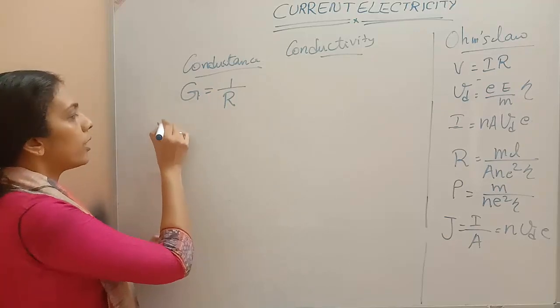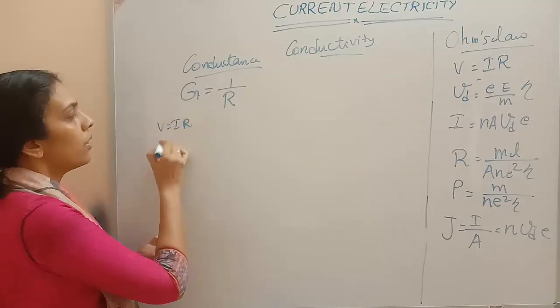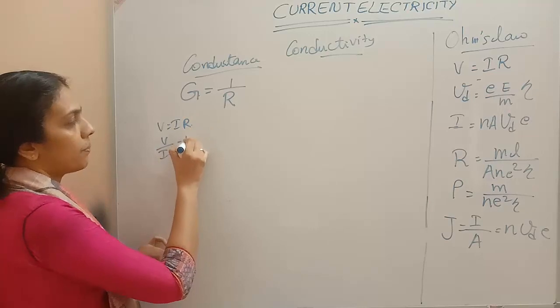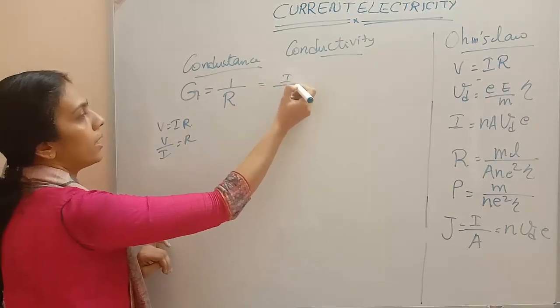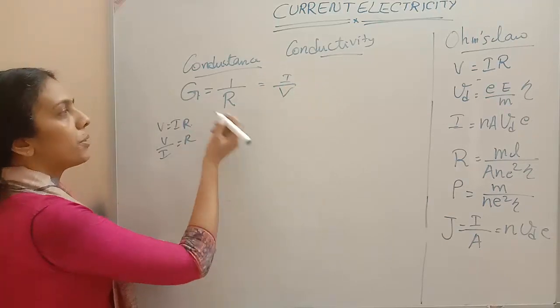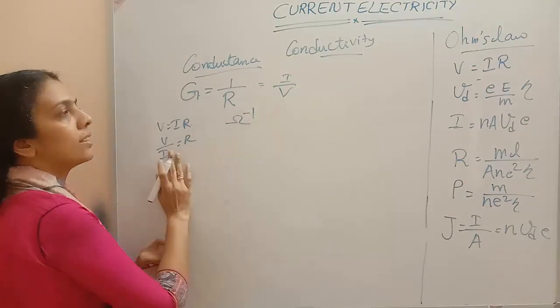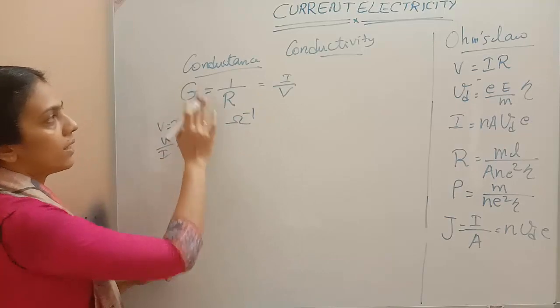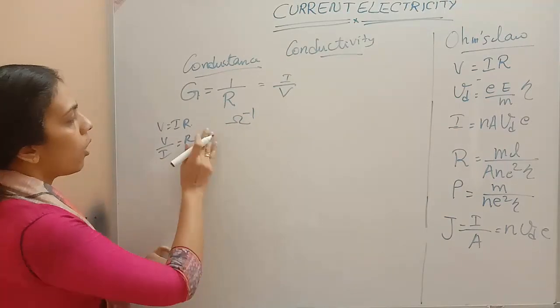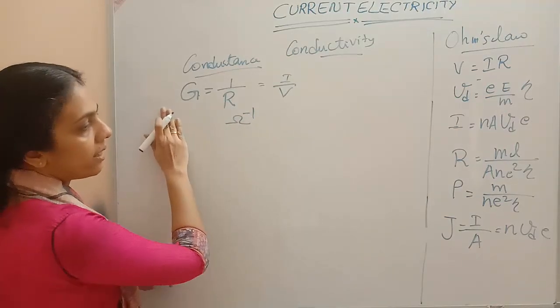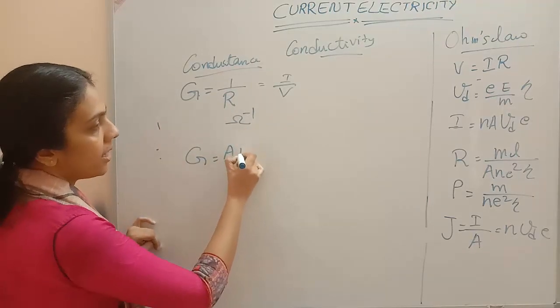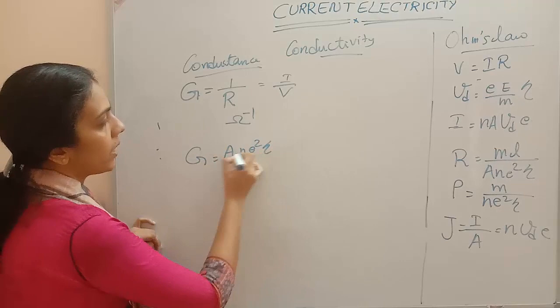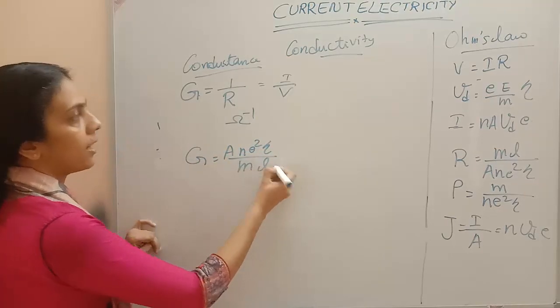So we know V equals IR, so V by I equals R. Then what will this be? This will be equal to I by V. What will be the unit? Ohm inverse. That will be the unit of conductance. Or in terms of m, n and all, if we are writing G, we can write it as A N e square tau divided by m L.